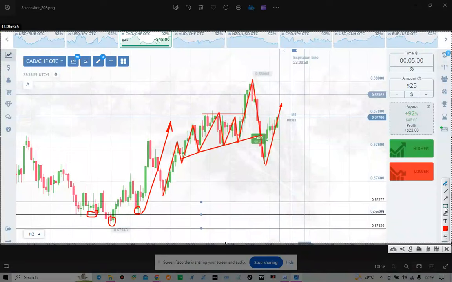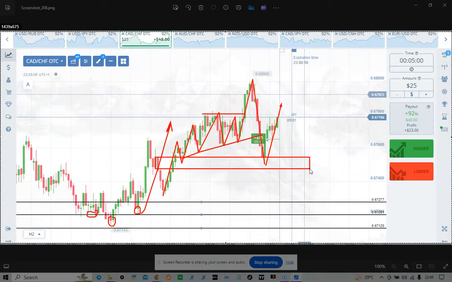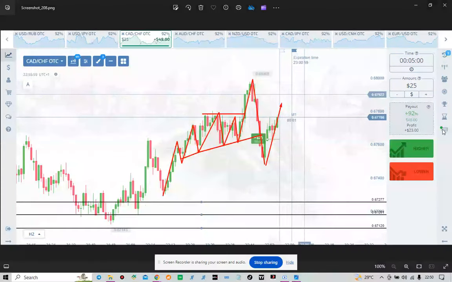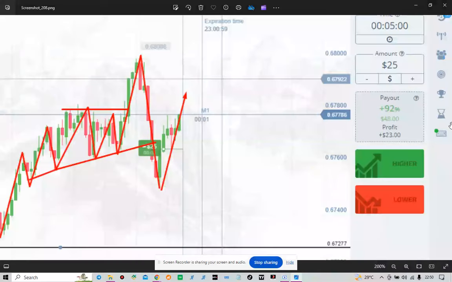The reason why I go with buyers was because of this previous level here, after the market has collected this liquidity. So I'm looking for an entry level here, and I enter with a 5 minute trade. So I waited for confirmation. The confirmation was this bullish engulfing pattern. So I enter with 5 minute trade expiry time. I think this is the last trade here.